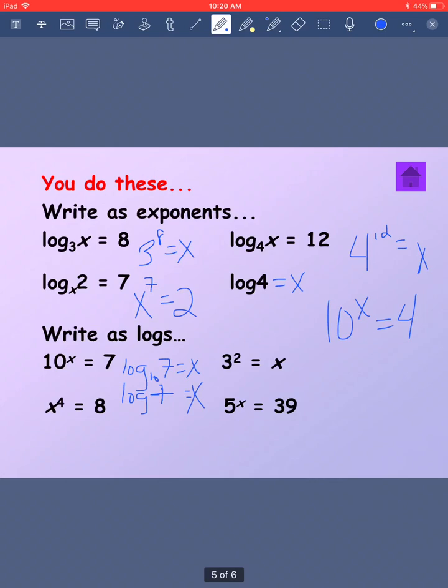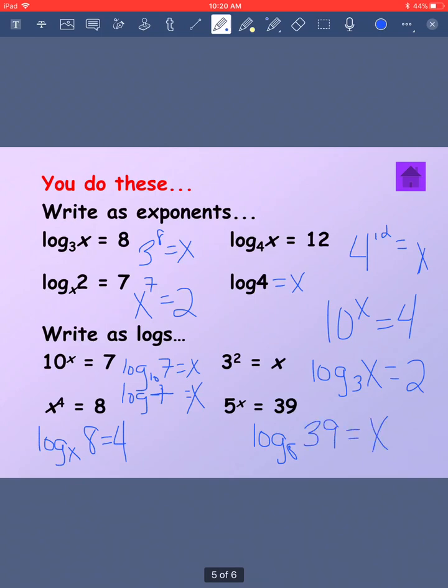X to the fourth power equals 8, so that can be log base x of 8 equals 4. 3 to the second power equals x, that can be written as log base 3 of x equals 2. And 5 to the x power equals 39 can be written as log base 5 of 39 equals x. That's a 5, by the way. My pen's not writing very well.